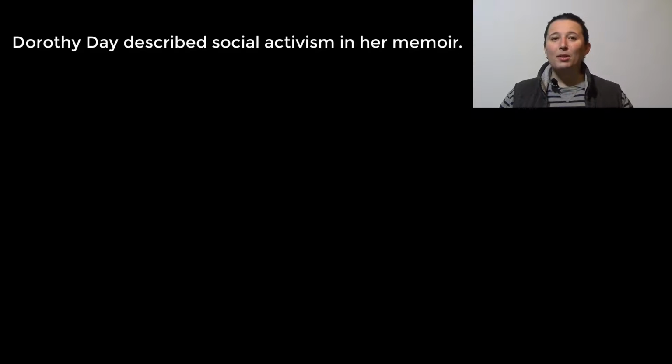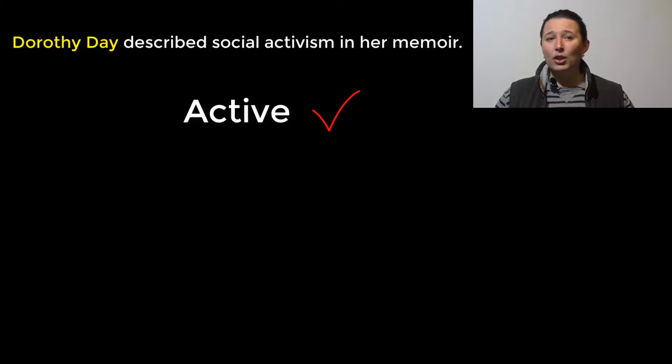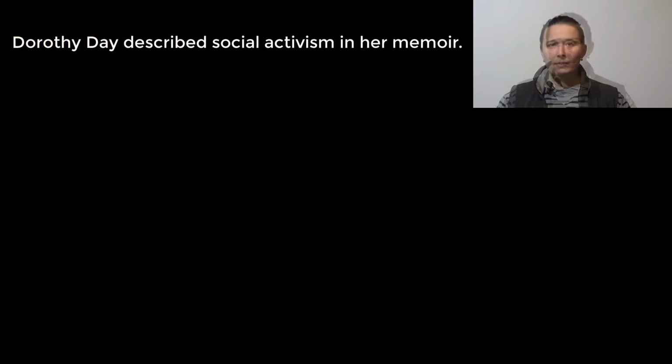Dorothy Day described social activism in her memoir. Ask yourself, is this a passive or an active sentence? If you said active, you'd be correct. Why? Because the subject, Dorothy Day, performs the action on the verb described. Let's change it to the passive voice now. This is when the subject is acted upon by the verb.